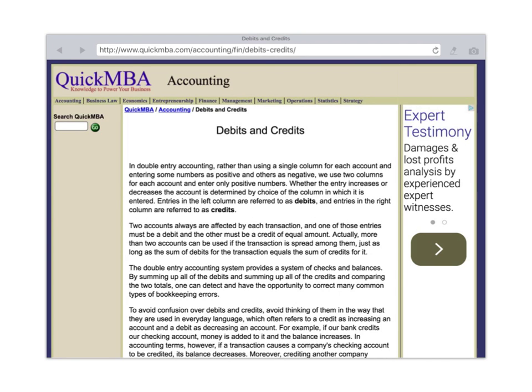We've talked about debits and credits, so please review this information at the website provided.